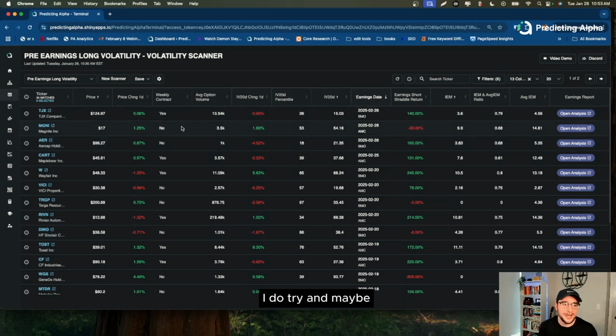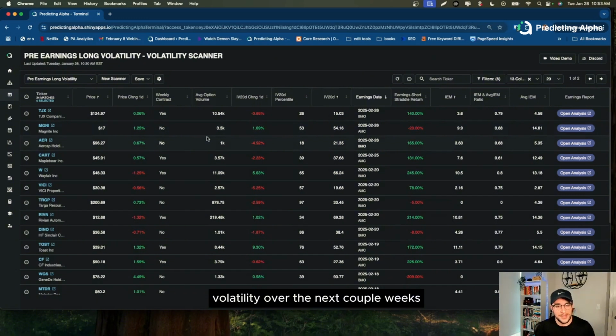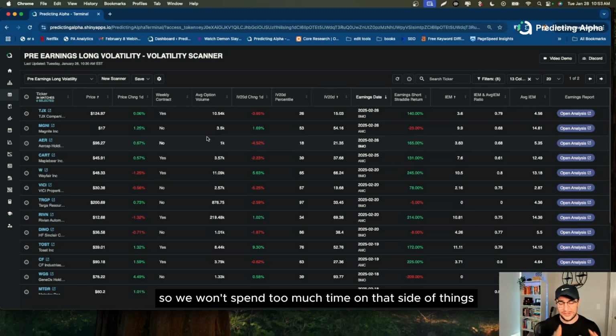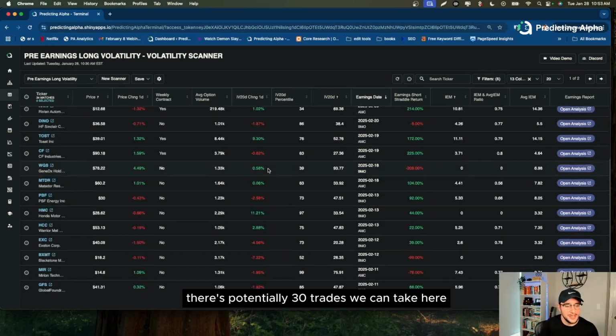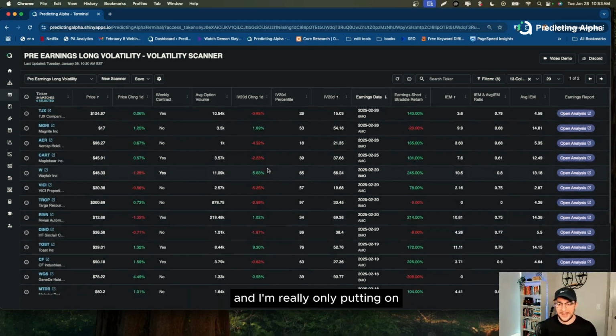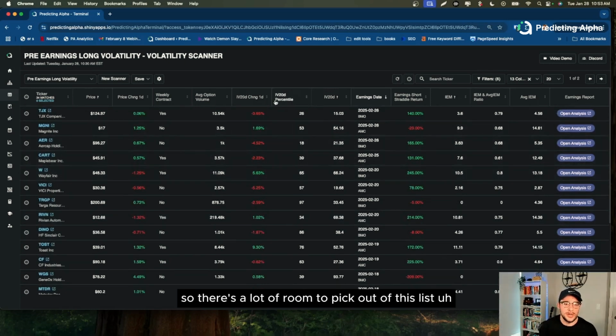Now, besides that, I do try and maybe pick the tickers that I think will see higher realized than implied volatility over the next couple weeks, or the ones that I believe have the best chance of it. That's obviously getting into a very subjective space though, so we won't spend too much time on that side of things, but it is something you can layer on yourself, especially since, for example, there's potentially 30 trades we can take here, and I'm really only putting on like 3 or 4 right now.